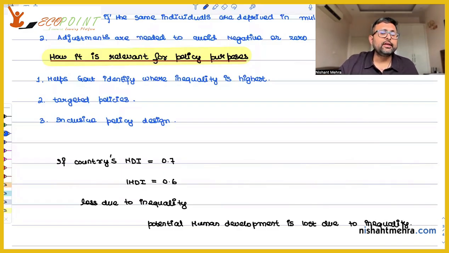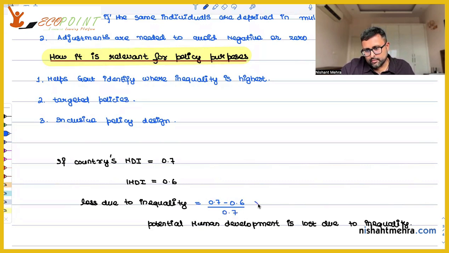For example, if a country's HDI is 0.7 and inequality adjusted HDI is 0.6, what is the loss due to inequality? 0.7 minus 0.6 upon 0.7 into 100. Once you calculate this, it comes out to be 14.3%. So 14.3% of the potential of human development is lost due to inequality.